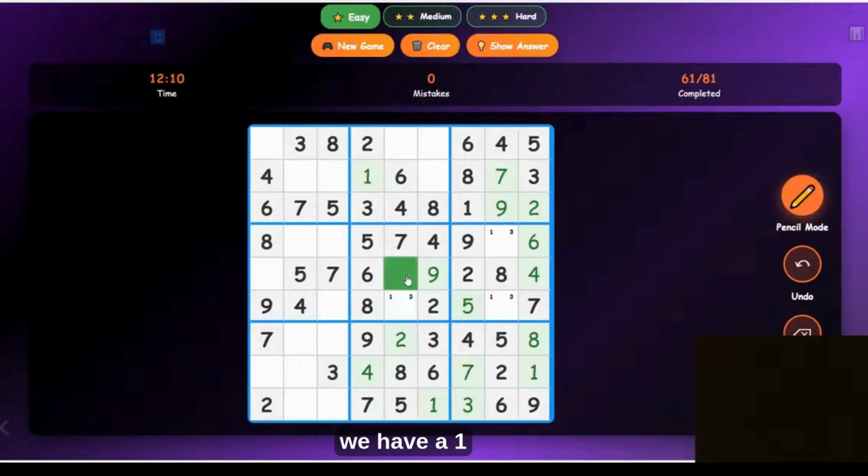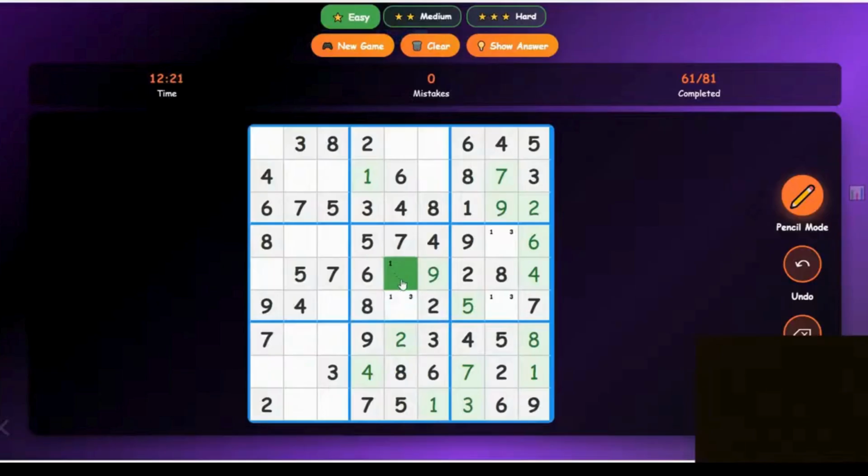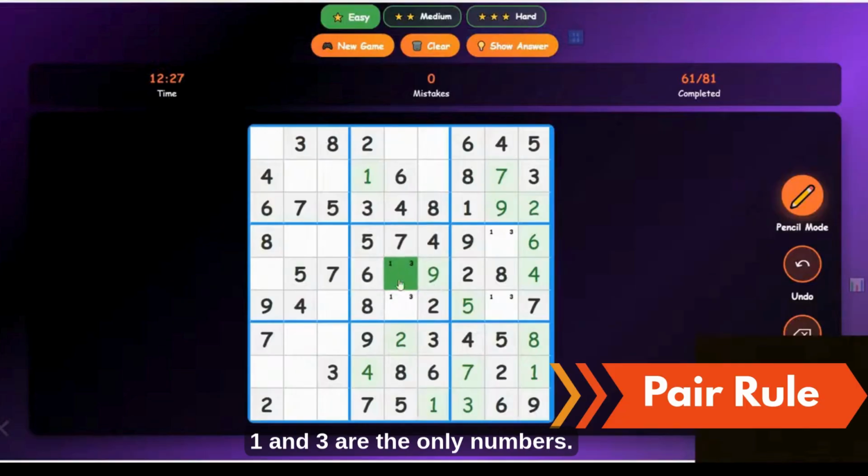Then we have a 1. It is not in this big column, not in this row, not in this big box. So we can have a 1 here. 2 is already there. 3 also we can have. 4, 5, 6, 7, 8, 9 are all there. So 1 and 3 are the only numbers.